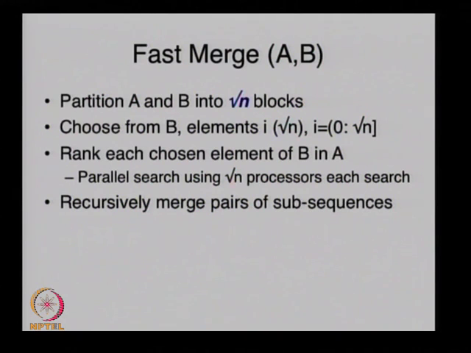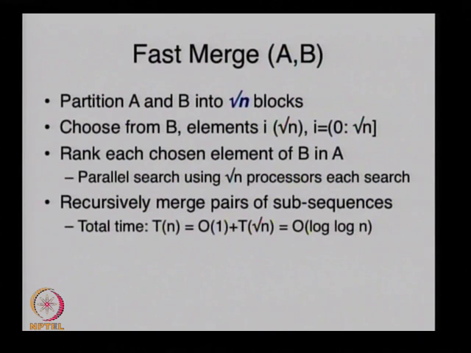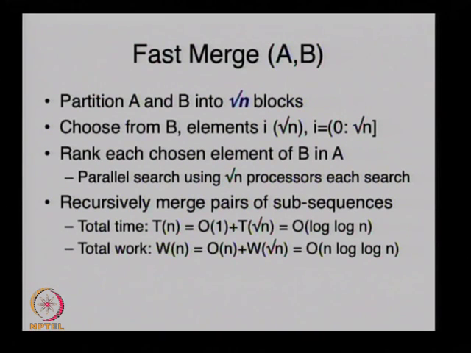Suppose we recursively merge those pairs. We have root n block here, root n block here. We merge two things of root n, and we have root n such merges to do. And so we can say the total time is order 1 plus time taken to process root n, right? Which is log n. Still not order 1 because there's enough work remaining to be done. The work will be n log n.